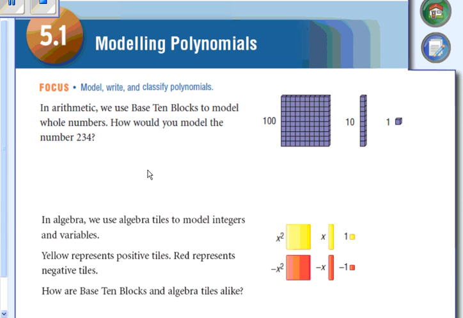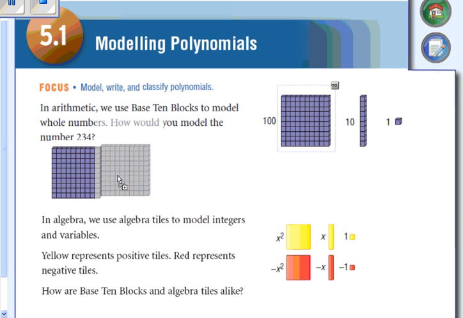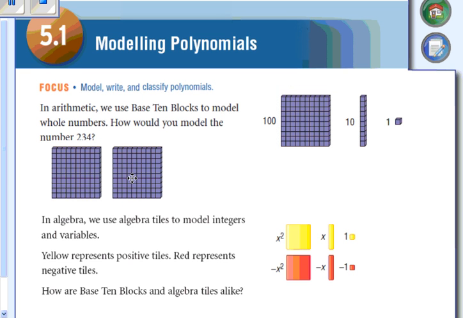Let's get right into the lesson. We're now making a transition into polynomial numbers. The first question we're asked is, if we talk about our model for modeling just numbers, like a number like 234, how could we model that using base 10 blocks? If you remember, with base 10 blocks, 100 was 10 by 10. So this represents 100, this would be 200, right?